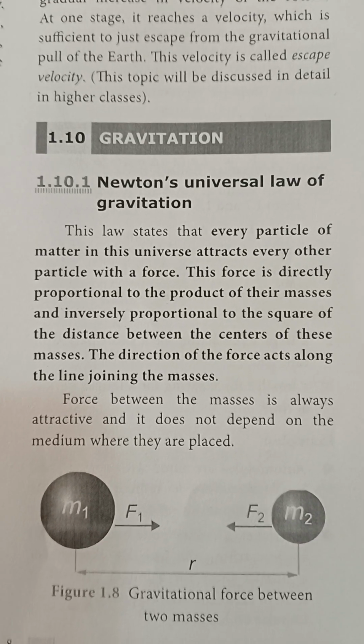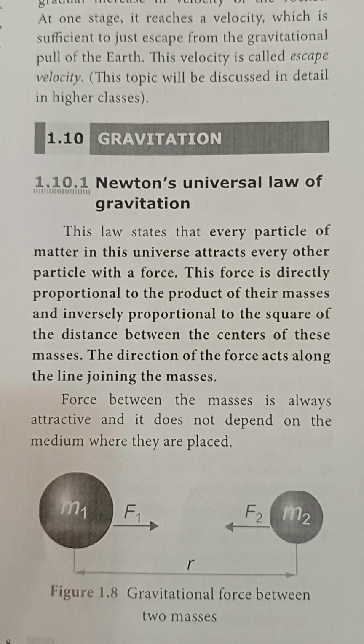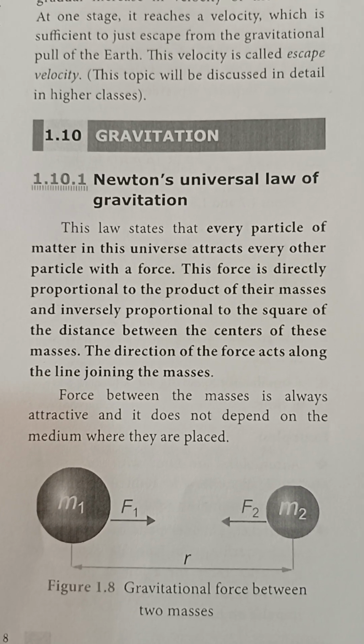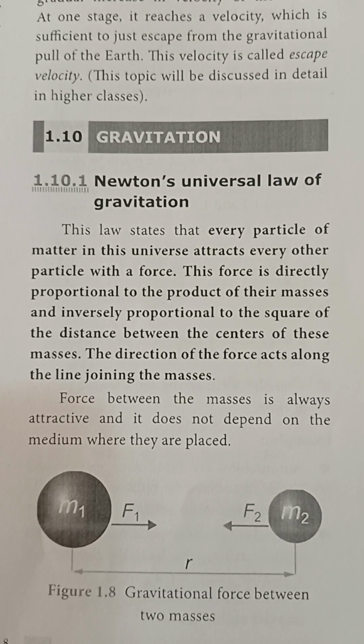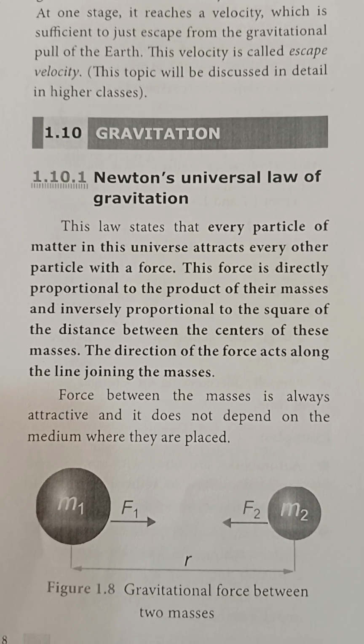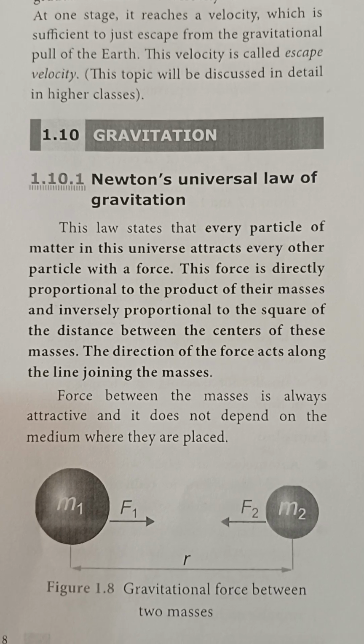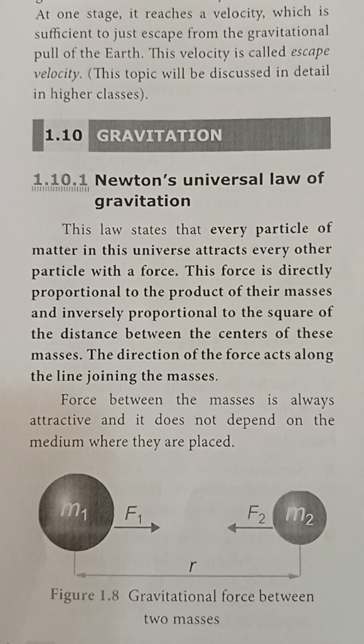The force will be directly proportional to the mass of the two objects and inversely proportional to the square of the distance between them. The force acts along the line joining the two masses. So this is the universal law of gravitation.